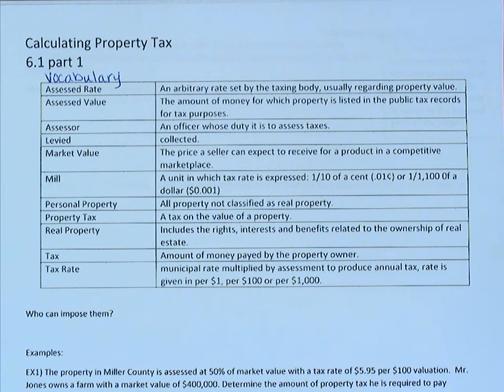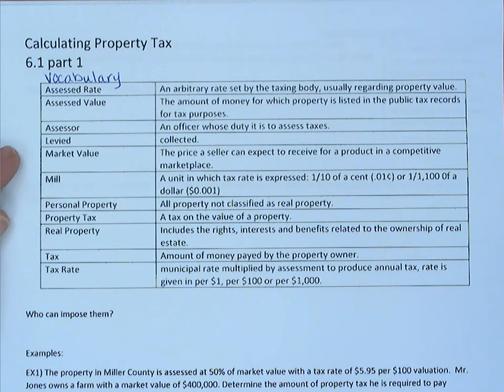In this section, we're going to look at calculating property tax. We're going to start with some vocabulary related to this section. Assessed rate is an arbitrary rate set by the taxing body, usually regarding property value. The assessed value is the amount of money for which property is listed in the public tax records for tax purposes. An assessor is an officer whose duty is to assess taxes.